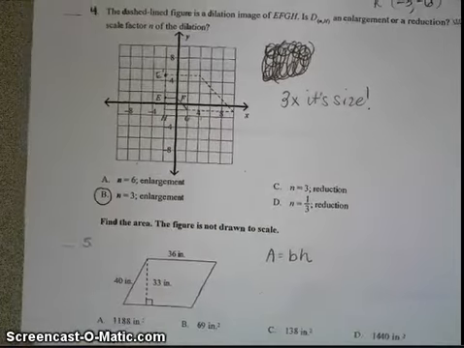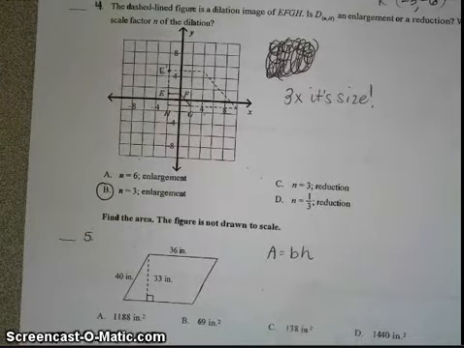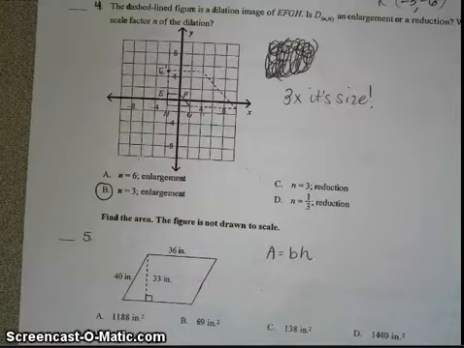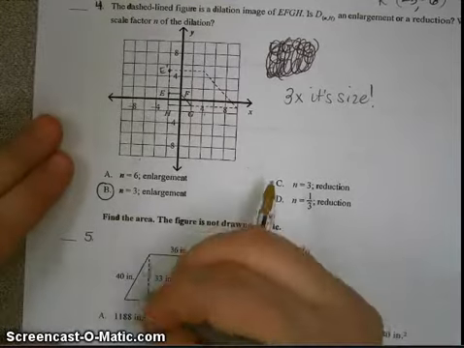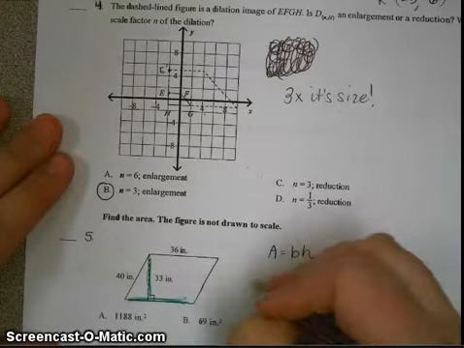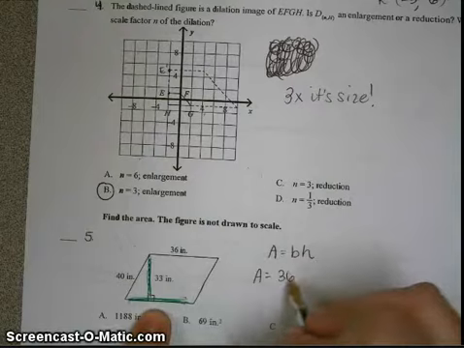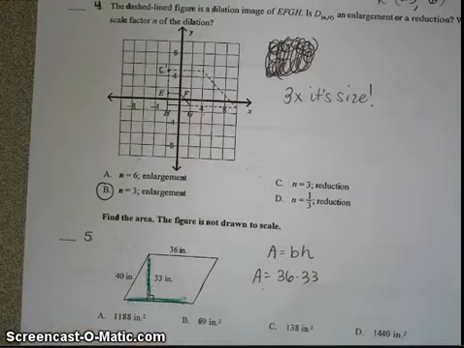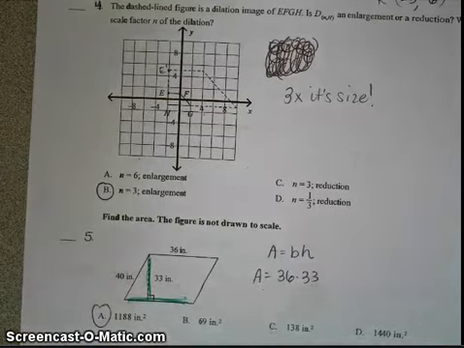Number 5 is the area of a parallelogram. So how do we find that? Base times height. The biggest thing we have to remember is that our height is always perpendicular to the base. So in this case, my base is 36 and my height is 33. I do not need 40 to help me with this calculation. So 36 times 33 gives me 1,188 inches squared.